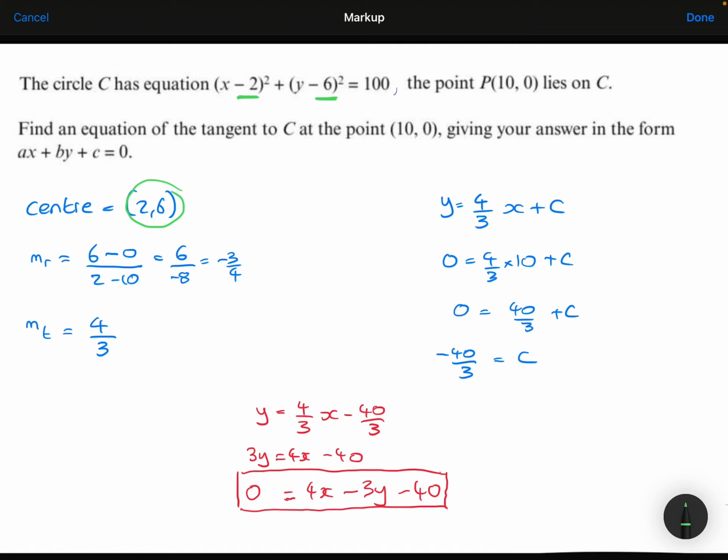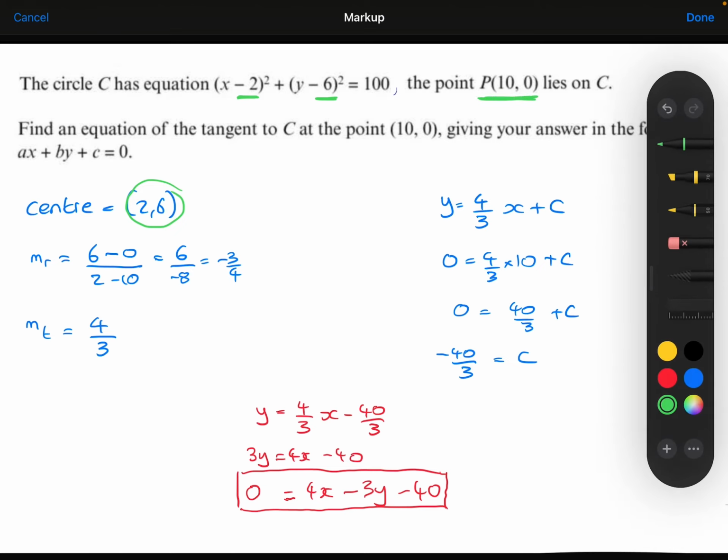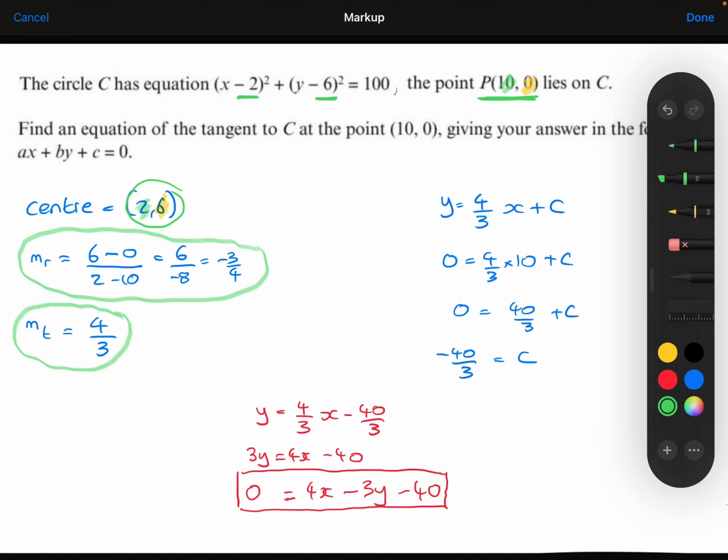So I can then work out the gradient of the radius at this point by doing the change in the y coordinates, so 6 minus 0, divided by the change in the x coordinates, so 2 minus 10. You can see that calculation is there. So I worked out that the gradient of the radius was -3/4. Now, circle theorems tell me that the gradient of the tangent will be the negative reciprocal of that because they are perpendicular. So the gradient of my tangent is positive 4/3.